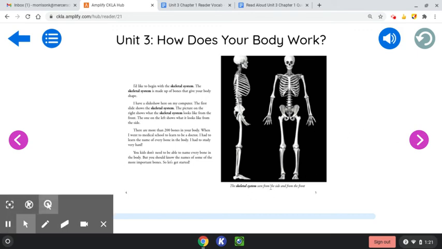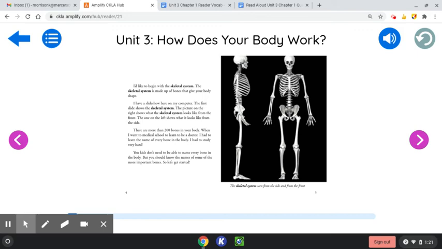And then over here under the picture, the caption says the skeletal system seen from the side and from the front. And then I want you to think about, what do skeletal bones do? So try and answer that yourself. What do skeletal bones do?